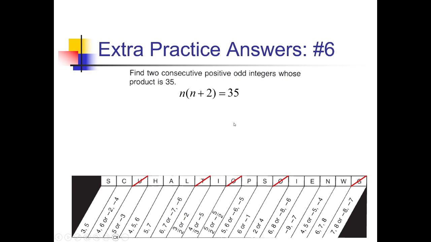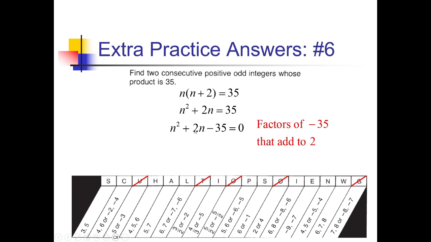Just like before, I'm going to distribute and put this in standard form and then hopefully be able to factor it. So we've got n times n is n squared. n times 2 gives me a plus 2n. And then for my next step, let me subtract the 35 to get this in standard form. Great. So now I'm looking for factors of negative 35 that add up to 2.